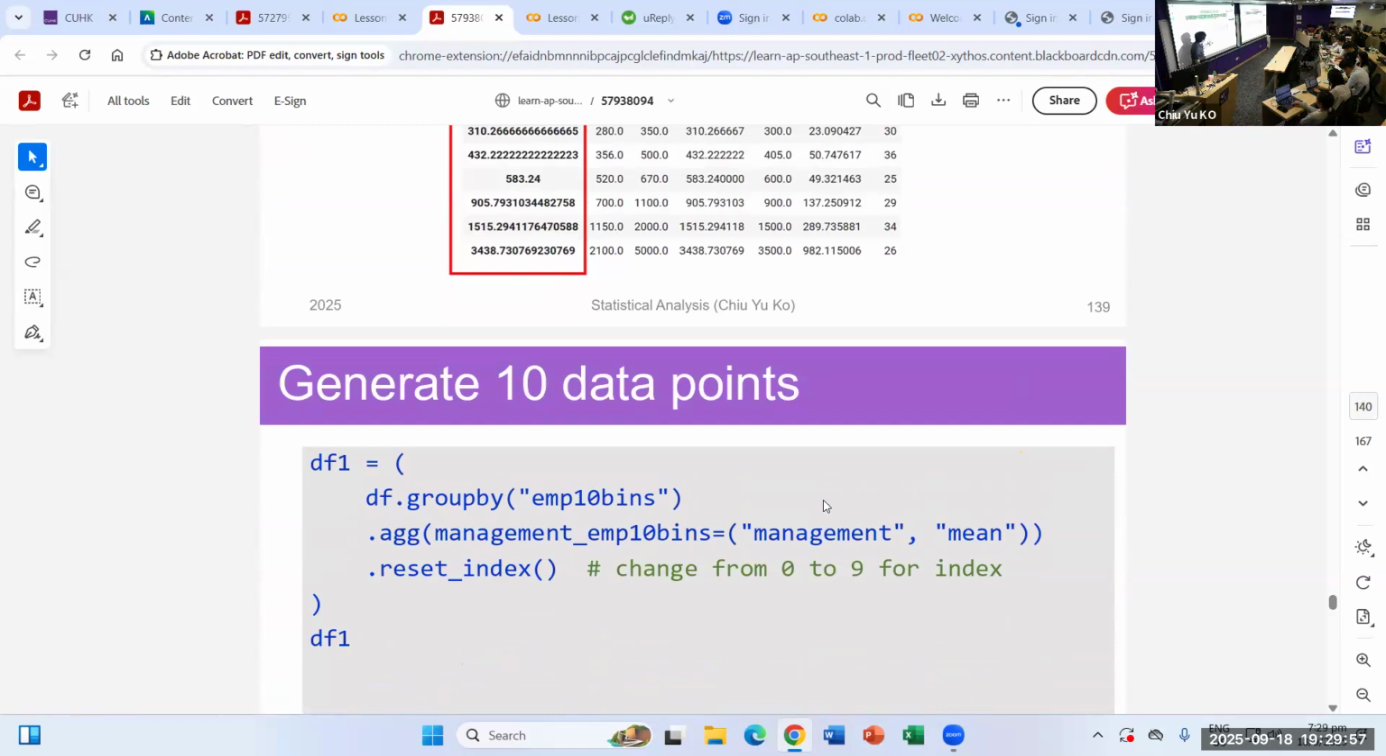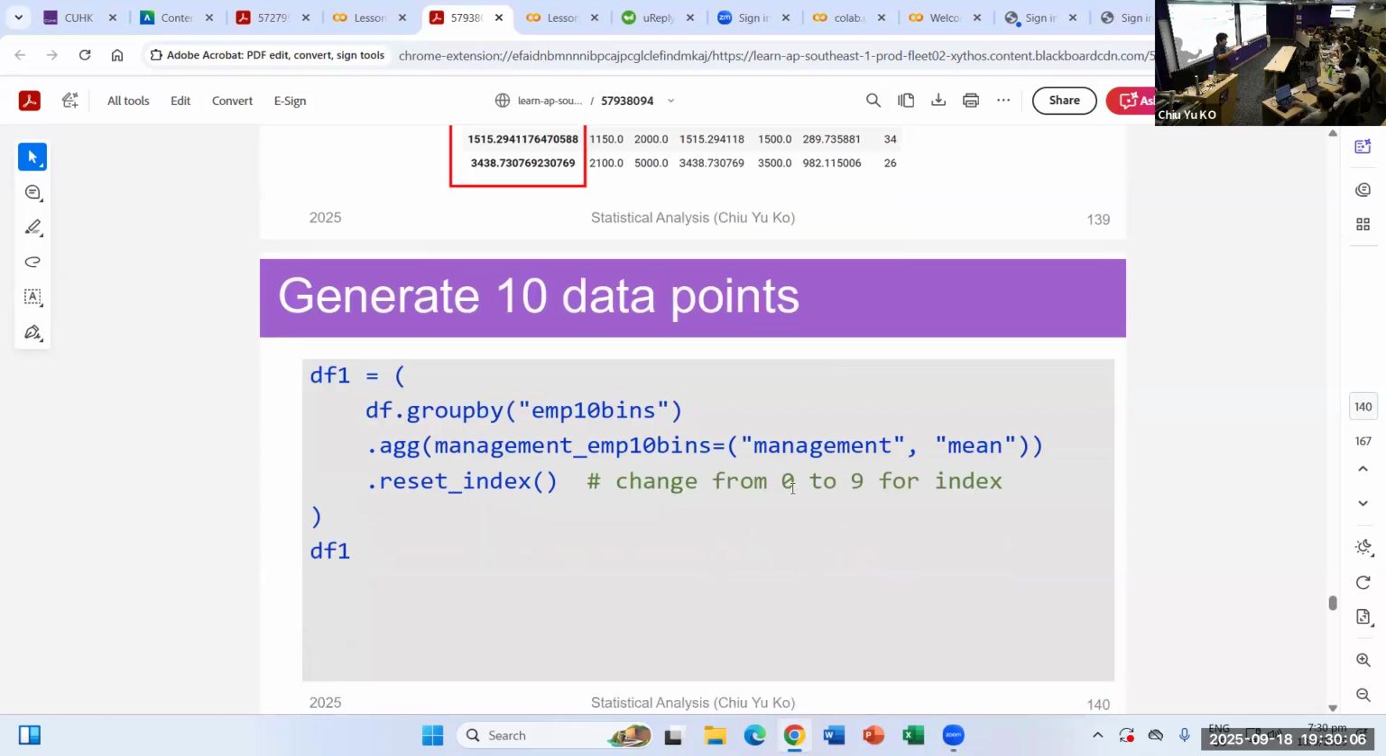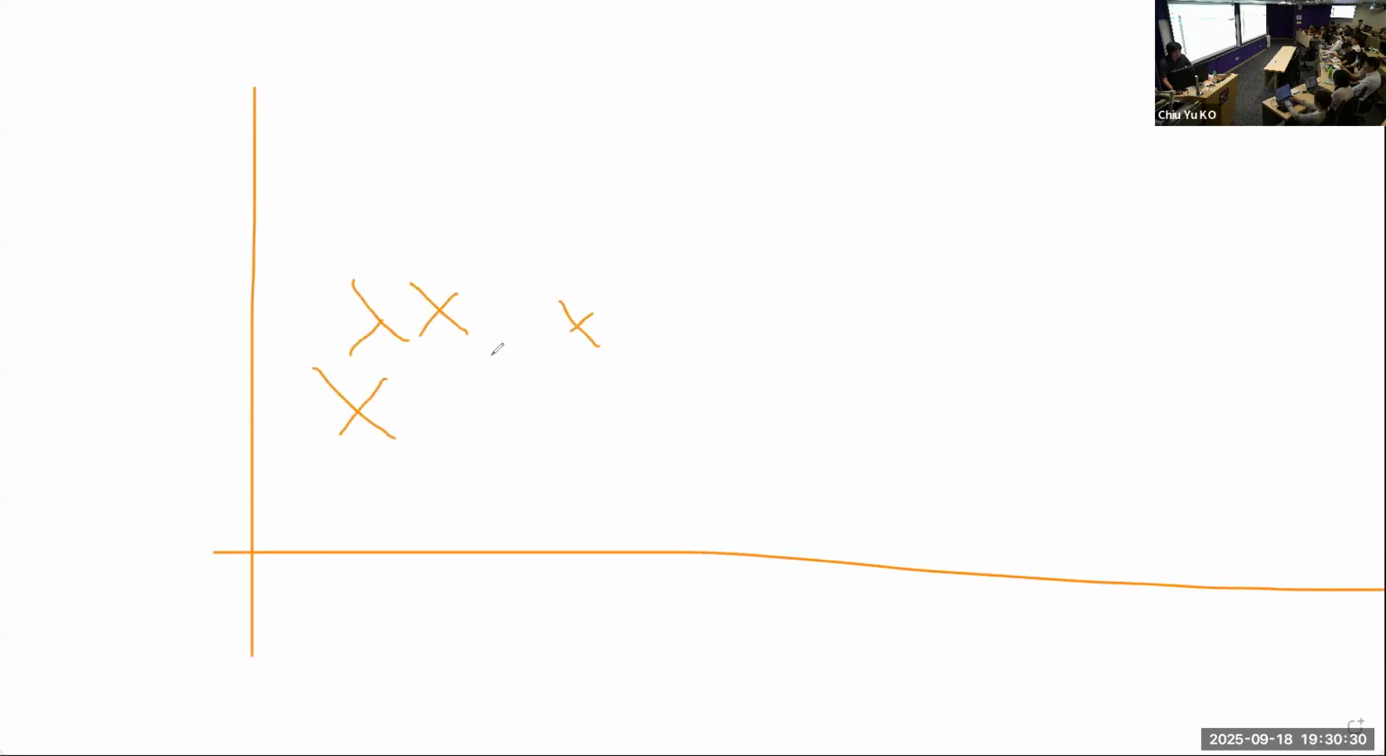And for each group, I want to calculate the management score, because I want to plot based on the groups I made in the data of 10. I look at the size of the firm, and I replace all the observations in the group by the mean of that group. Then for each group, I look at the management score. Maybe I just draw a picture, easier to see. It may be a little bit puzzling. I have a bunch of data here. This is the firm size, employment, and this management score here.